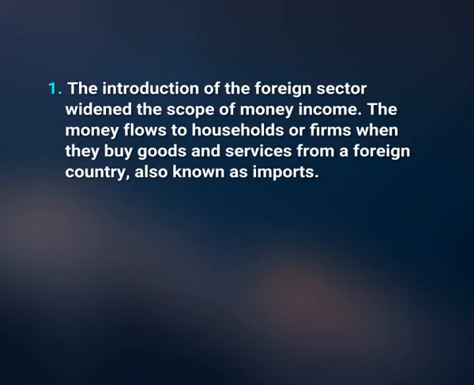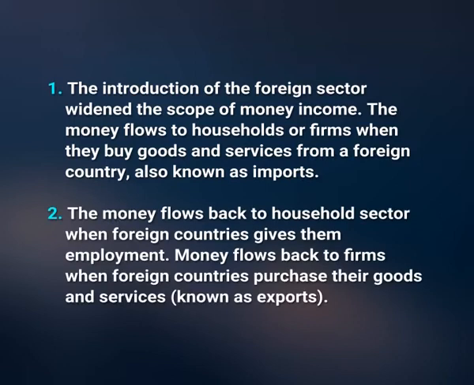When the income flows between four sectors of the economy, that is household sector, firms, government, foreign sector, then it is known as a four-sector economy. The main features of the four-sector economy are: the first one, the introduction of the foreign sector widened the scope of money income. The money flows to households or firms when they buy goods and services from a foreign country, also known as imports. Second, the money flows back to the household sector when foreign countries give them employment. Money flows back to firms when foreign countries purchase their goods and services, which are known as exports.